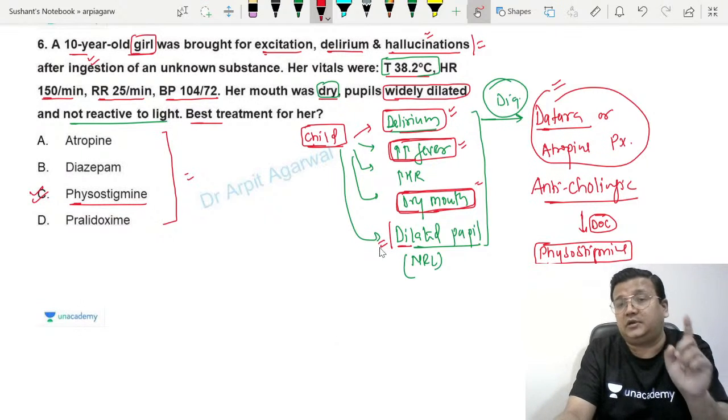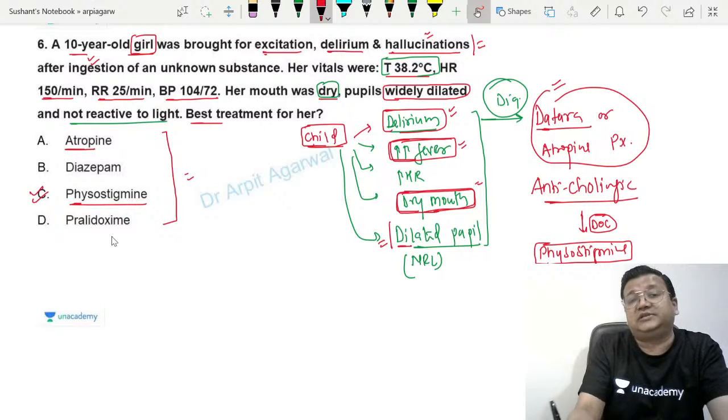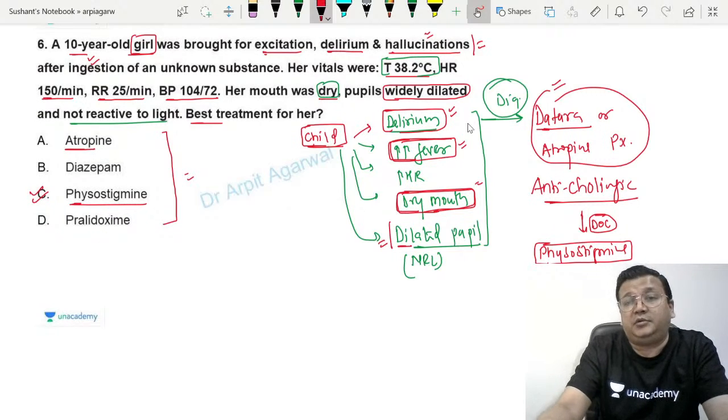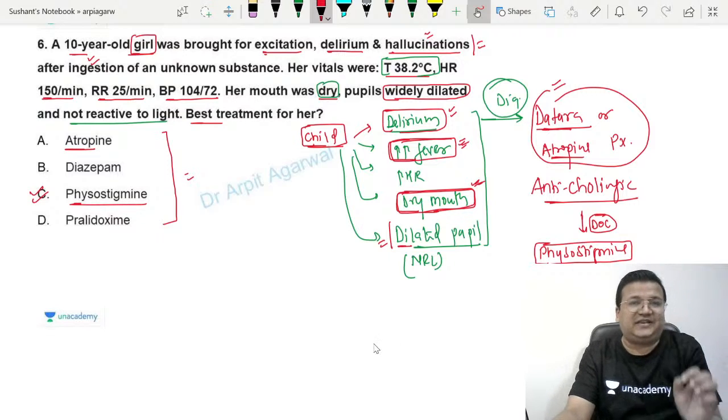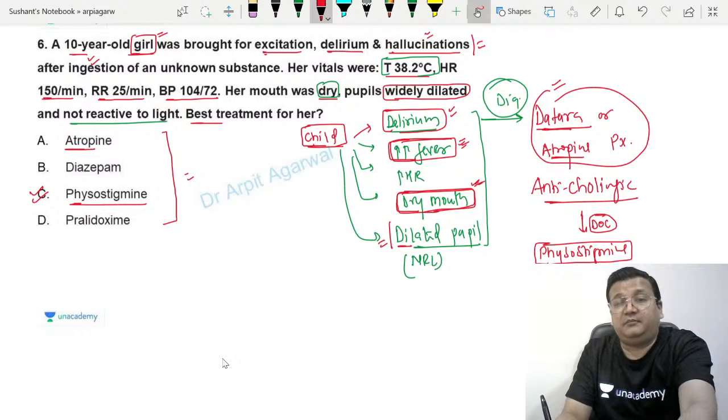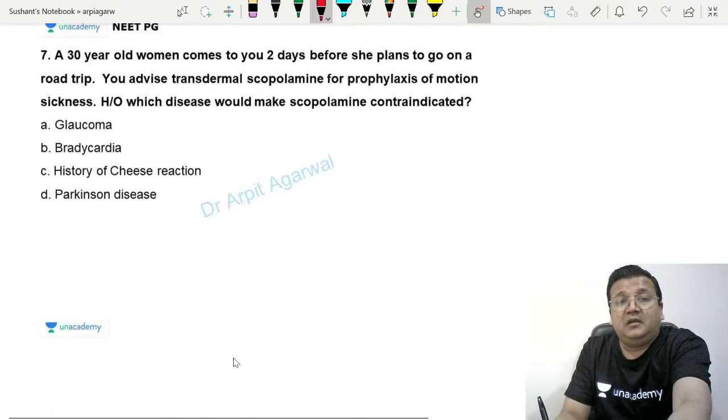So it is very important to be aware what is atropine poisoning and what is organophosphorus poisoning. The moment you read dryness and you read hyperthermia, think of datura or atropine poisoning. That is the key symptom, especially in a child. Very important symptom. Next question.